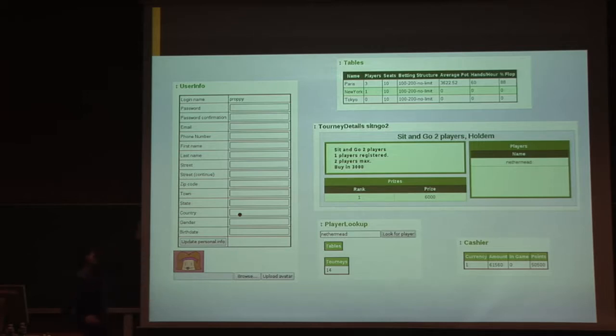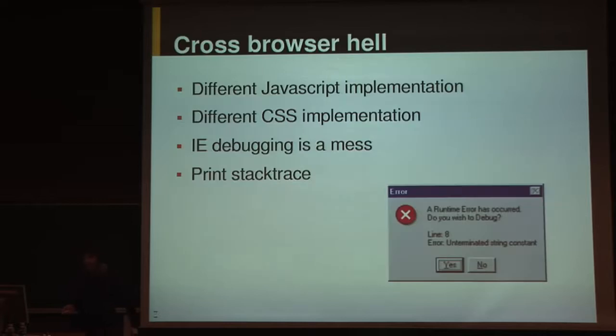So this is for editing user information. It's just regular forms. And this is a tournament lobby. You can see what is going on, there is a tournament with only one player. Obviously, it's fake. And he has won, so he has this prize. And this is the regular list of tables where you can click to join.